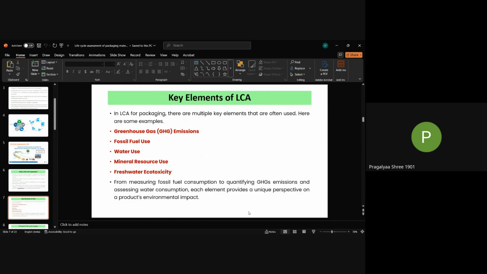Okay, so greenhouse gas emission has different effects. There is the usage of fossil fuels and how we are going to process them. Finally, we want the olefins for the manufacture of the polymers. How we are getting these olefins, what type of process is being carried out, all are involved in the life cycle assessment of a packaging material.